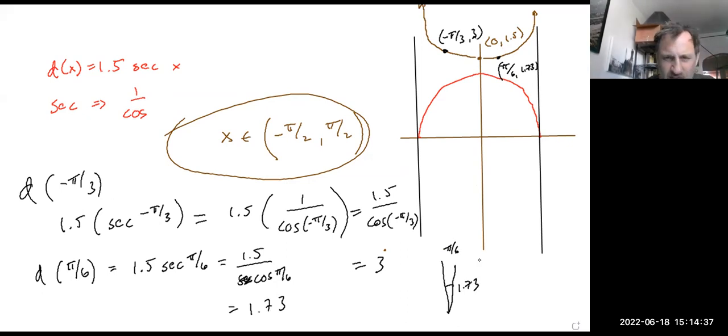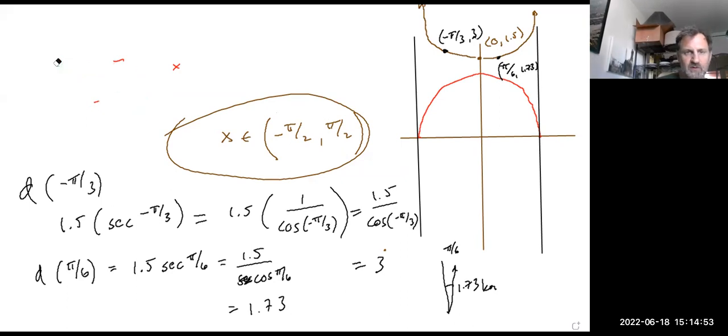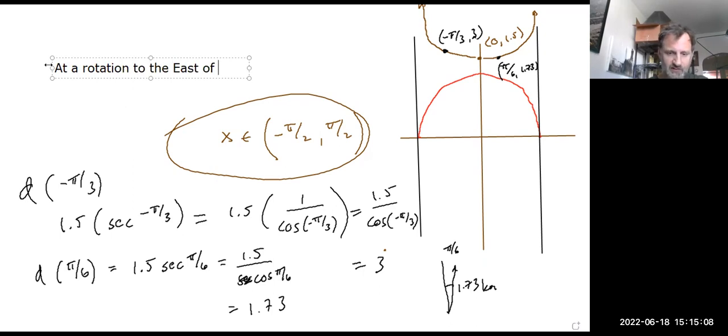What are the units on this thing? Kilometers away. Okay, we'll write that out in words. Let's clear some space for myself here. At a rotation to the east, the boat is 1.73 kilometers away.